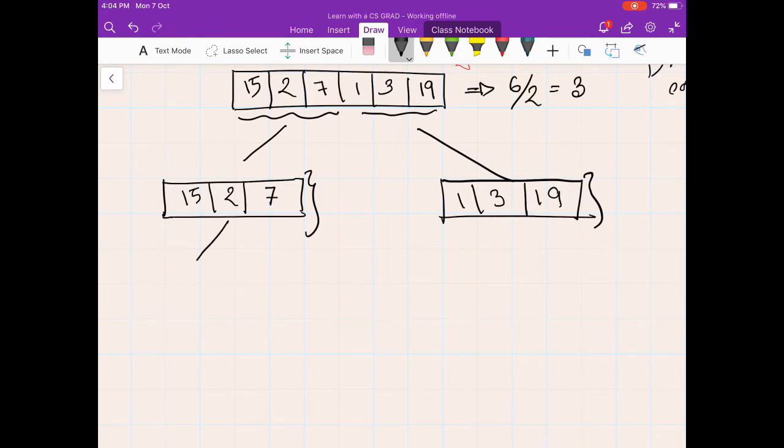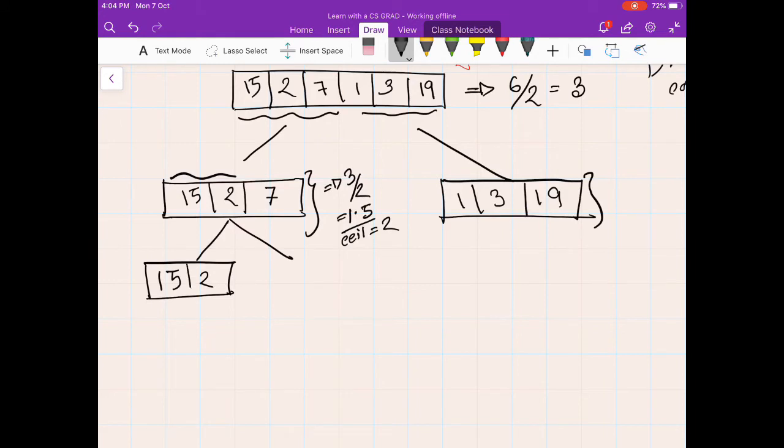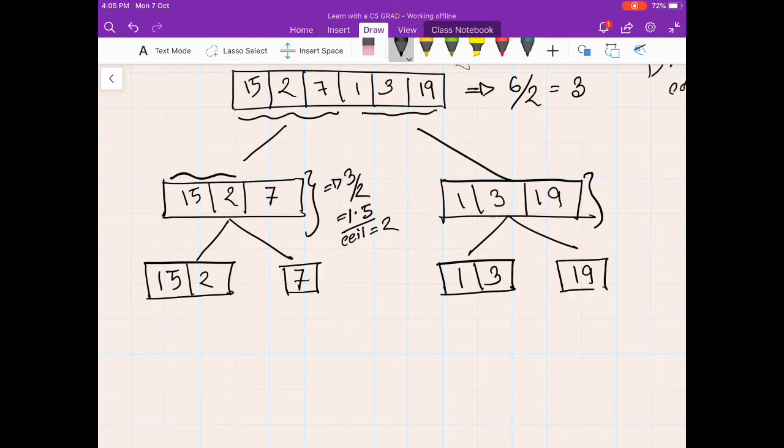So let's try to divide it again. Remember, I said you might have a question where the length is an odd number. Here the length is 3, right? If we divide it by 2, it would be 1.5, so let's say we round the value up, so it would be 2. So we take the first 2 on one side and 7 on the other side. Similarly, for this case we do the same. So 1 and 3 is one array and 19 is another array.